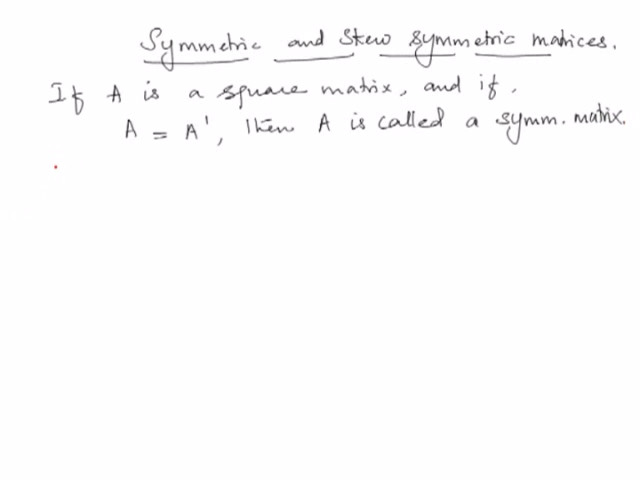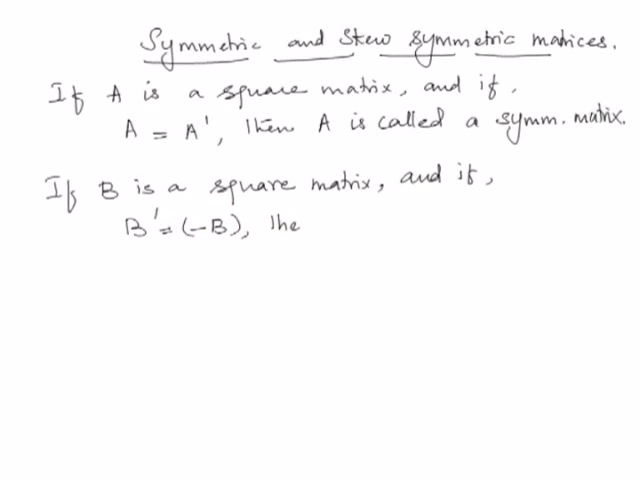What is skew symmetric? If I consider a matrix B, which is a square matrix, and if B is equal to minus B dash, or B dash is equal to minus B, then B is called a skew symmetric matrix.